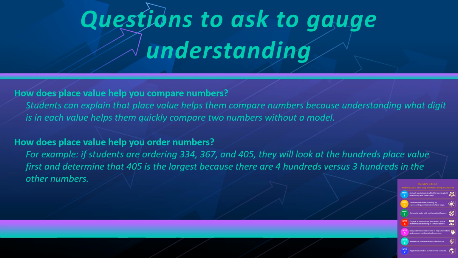Our second one, how does place value help you order numbers? Again, child needs to have a very strong understanding of that place value and what it means and what digit amount each holds. So an example would be if they're ordering numbers 334, 367, and 405, they can look at the hundreds place to start and then determine that 405 is the largest because there are 400s versus the 300s in the other numbers.